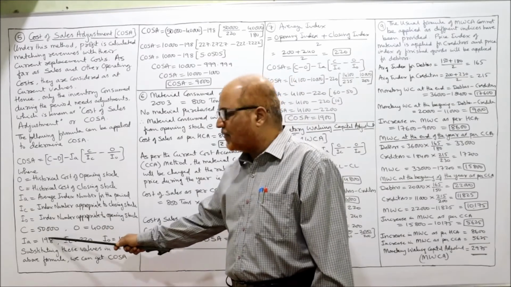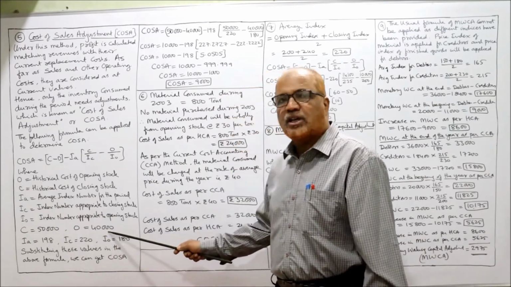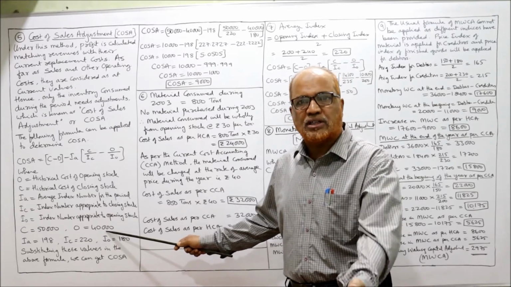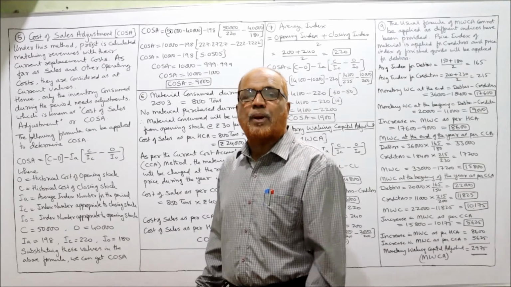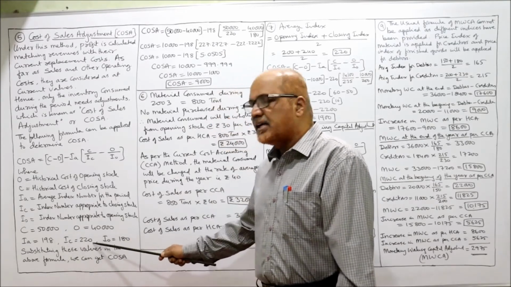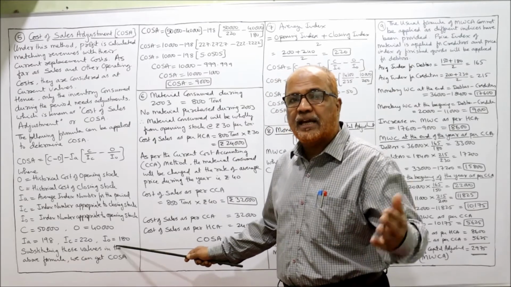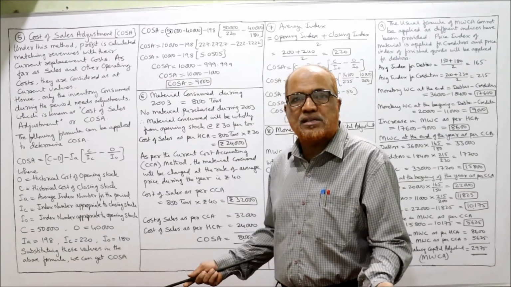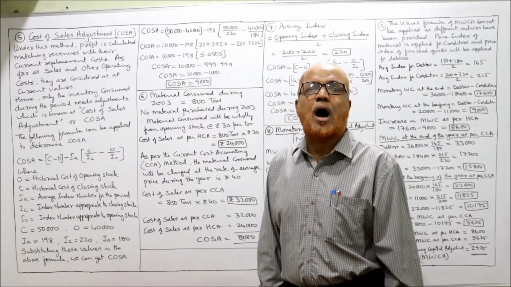C, closing stock 50,000 given in the problem, historical cost. O, opening stock 40,000, historical cost. IA, average index given in the problem, 198. And IC, closing index 220. IO, opening index 180. Everything is given. Substituting these values in the above formula, we can get the COSA.